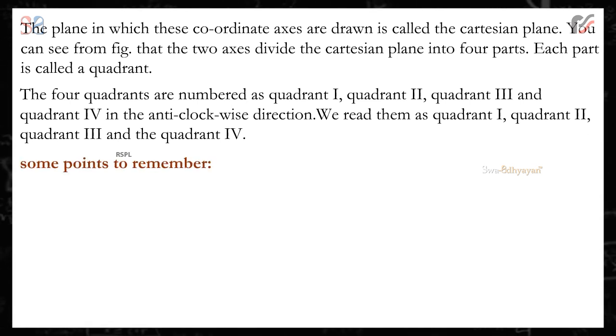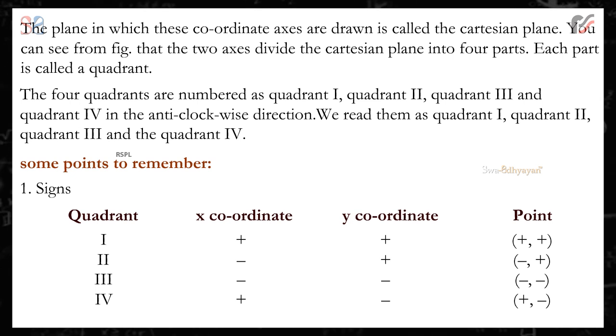Some points to remember. Signs: quadrant, x-coordinate, y-coordinate, point. Quadrant 1: plus, plus, in brackets (+, +). Quadrant 2: minus, plus, in brackets (-, +). Quadrant 3: minus, minus, in brackets (-, -). Quadrant 4: plus, minus, in brackets (+, -).